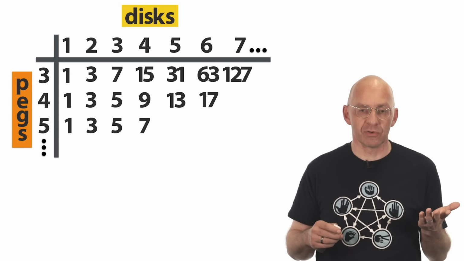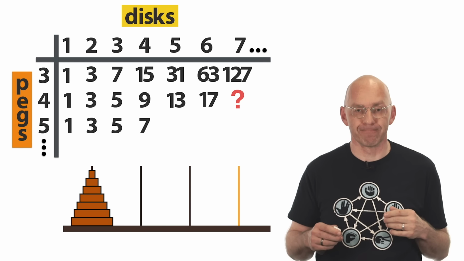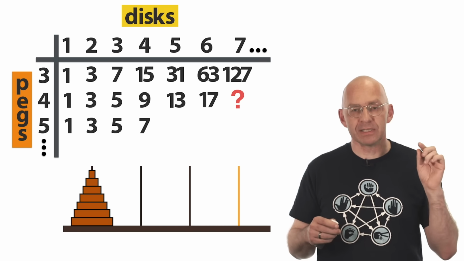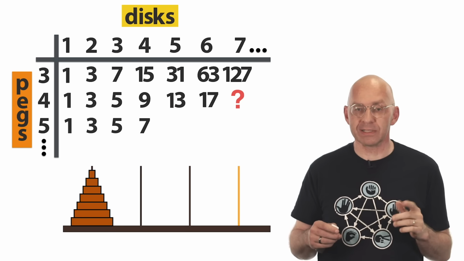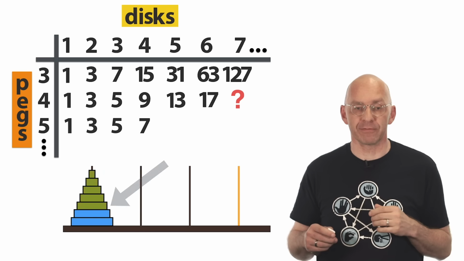The idea for finding optimal solutions for a certain number of pegs and disks is to base it on optimal solutions with fewer pegs and/or disks. It's actually quite simple. Let me show you. Say we've already figured out the optimal solutions and numbers in this table, and we're interested in the solution for 4 pegs and 7 disks. That number there. Okay, split these 7 disks into 2 parts. Let's say into a blue stack of 2 and a green stack of 5.